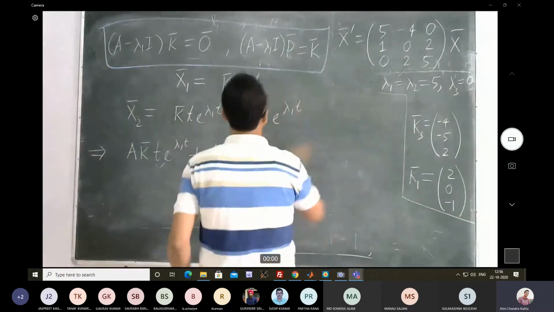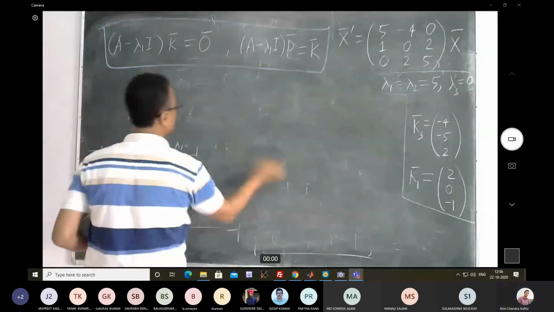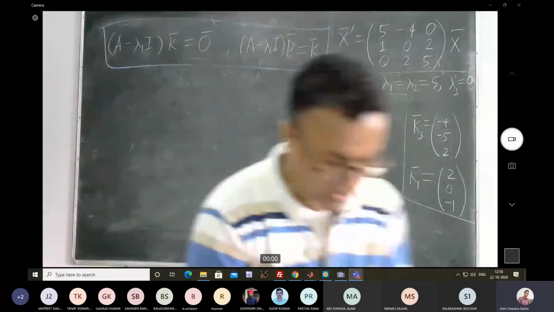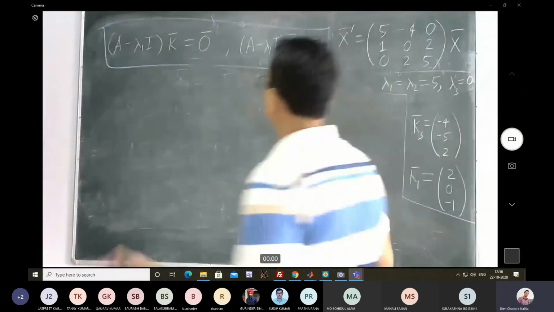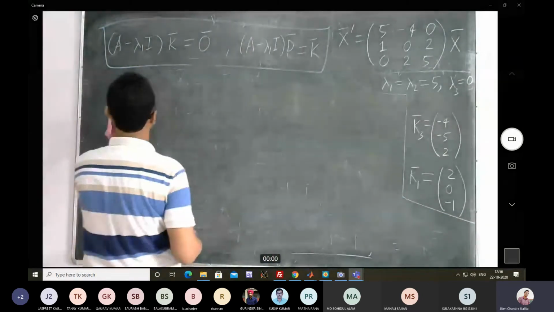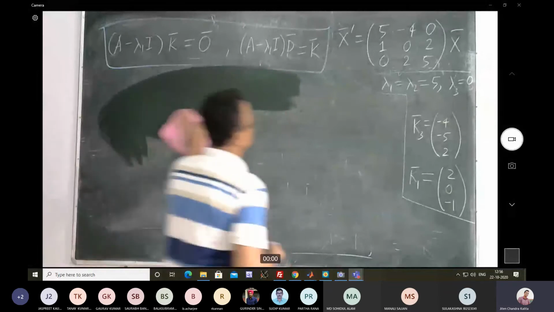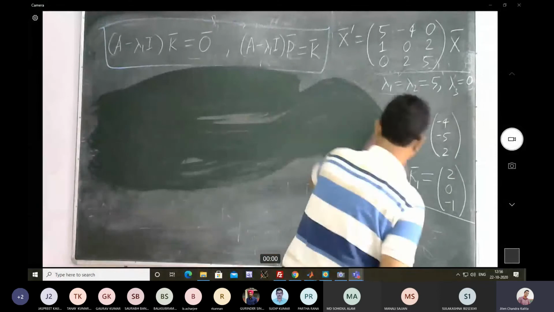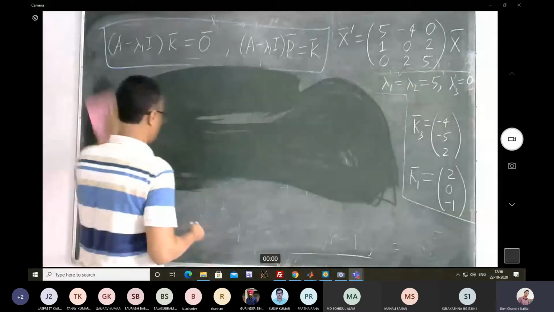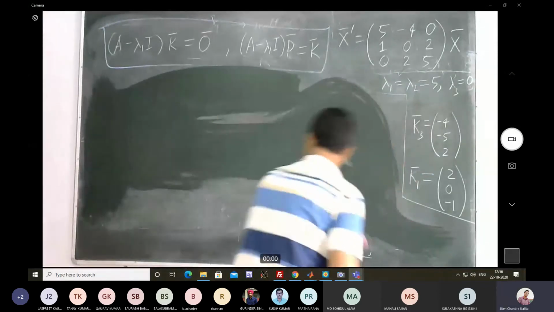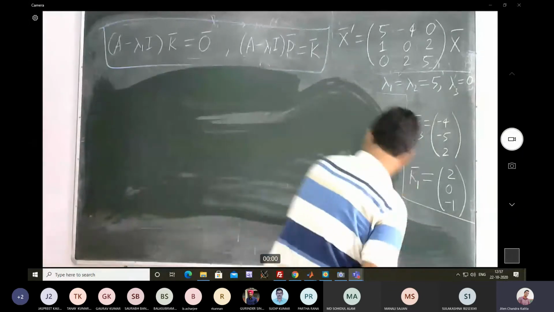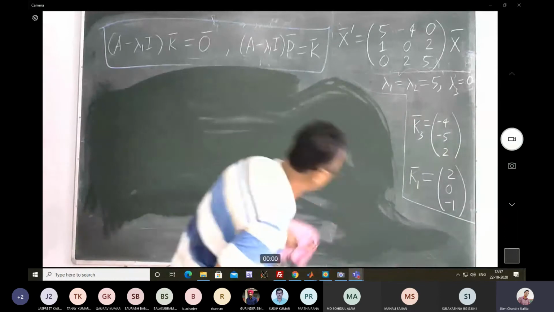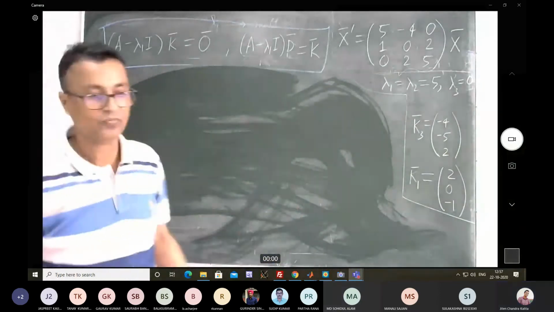Now, see, this is only for an eigenvalue of multiplicity 2. So can you give me a way how to go about an eigenvalue of multiplicity n? Can you visualize a procedure for that? An eigenvalue of multiplicity more than 2?